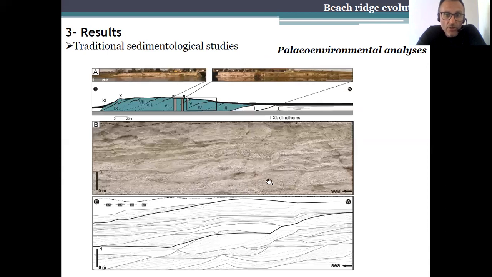The shell ridge is quite similar in architectural development, but 90% of the material is shells, particularly mollusk shells, mainly bivalves. So most of this deposit is directly carbonatic deposit.